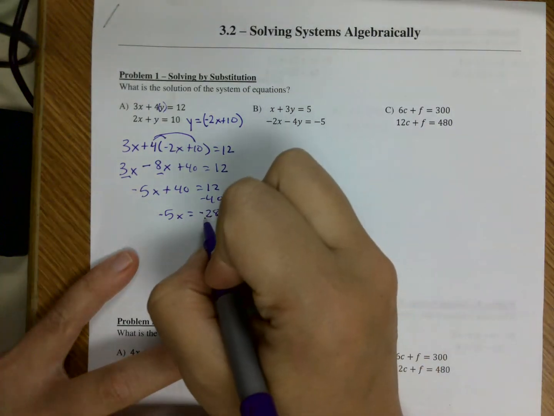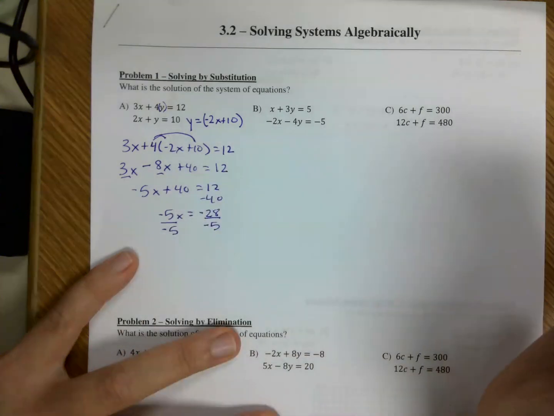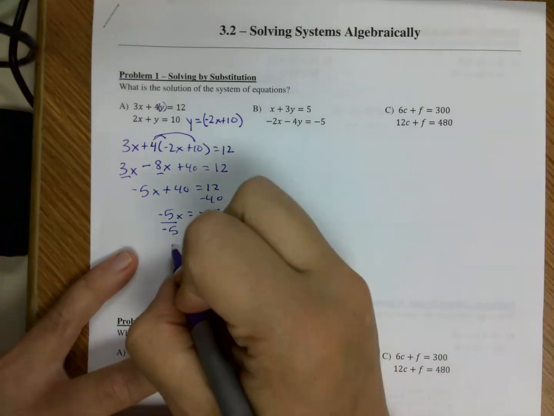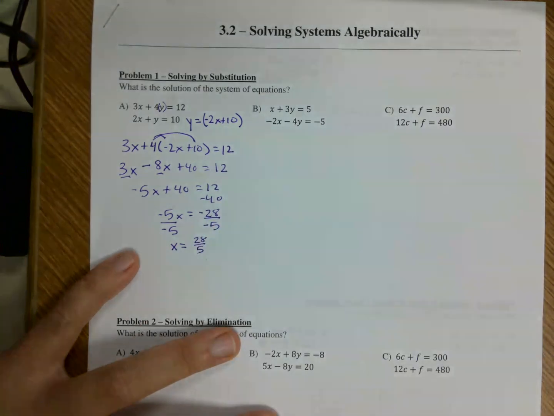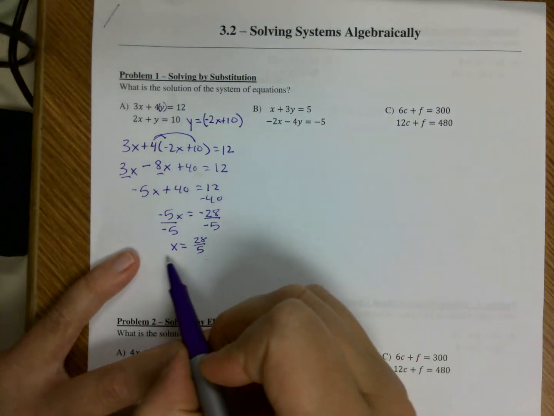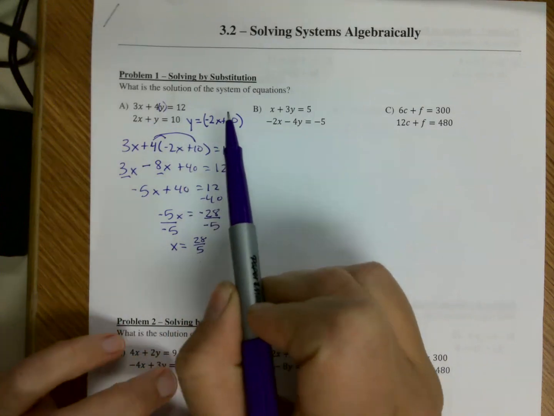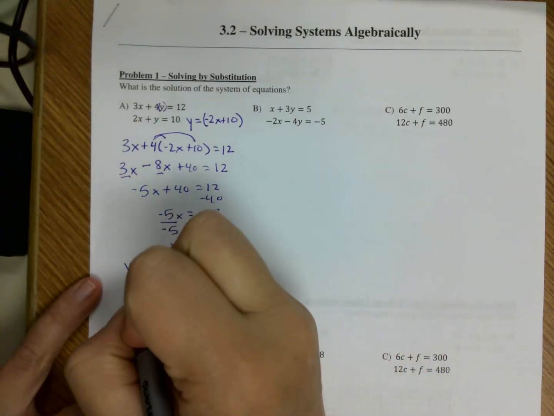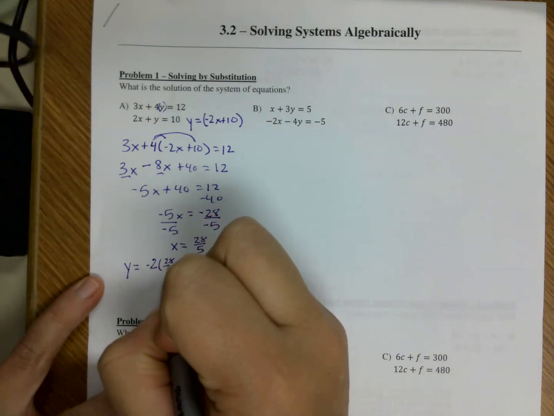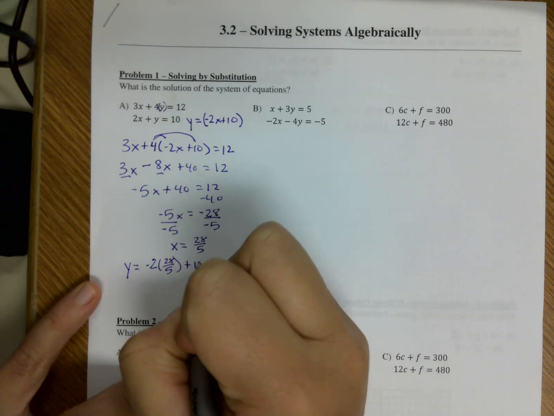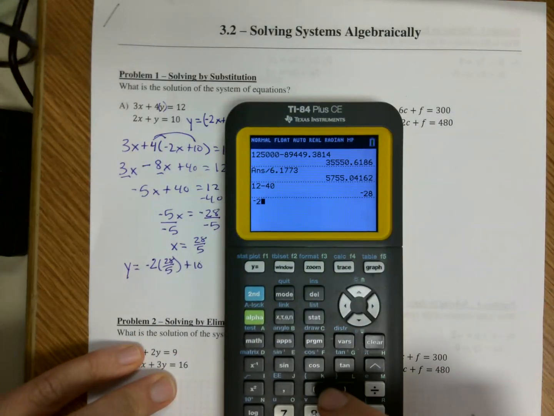So this is not going to be that nice of a number. Divided by negative 5, and I would get x is equal to 28 fifths. So now I have my x value. Now I can go back to this y equation right here. So then I can plug in my x value because I know my x value will be 28 fifths. Now, personally, I'm going to do this right in my graphing calculator. When I have fractions, I like to do it in my graphing calculator.